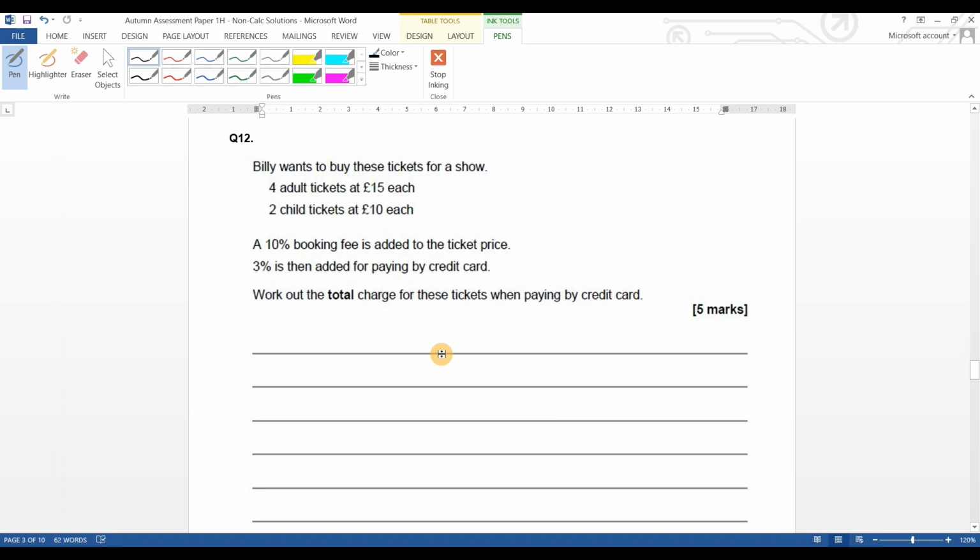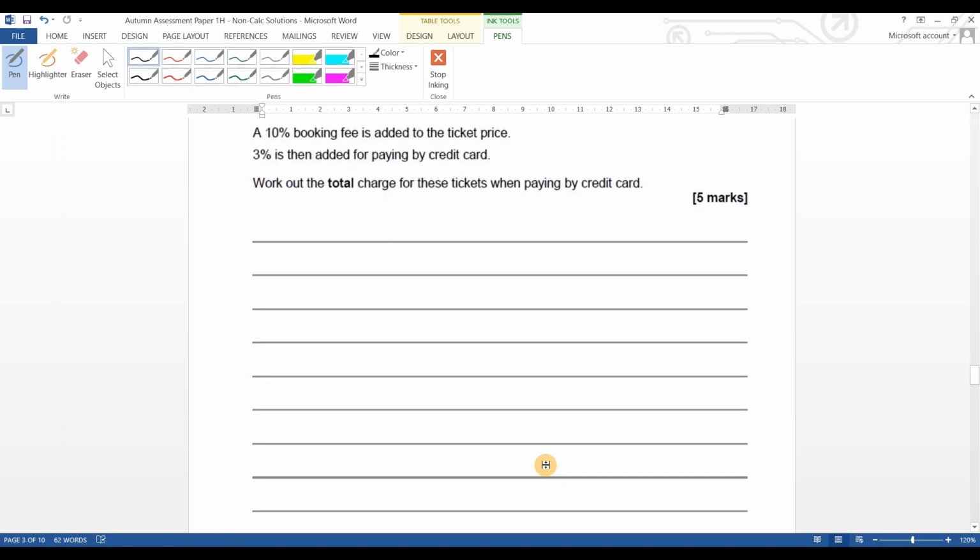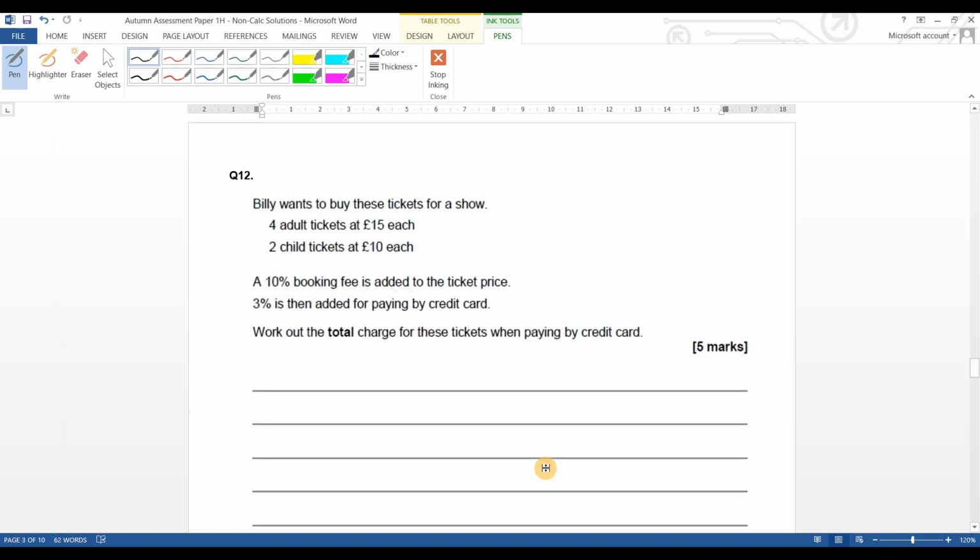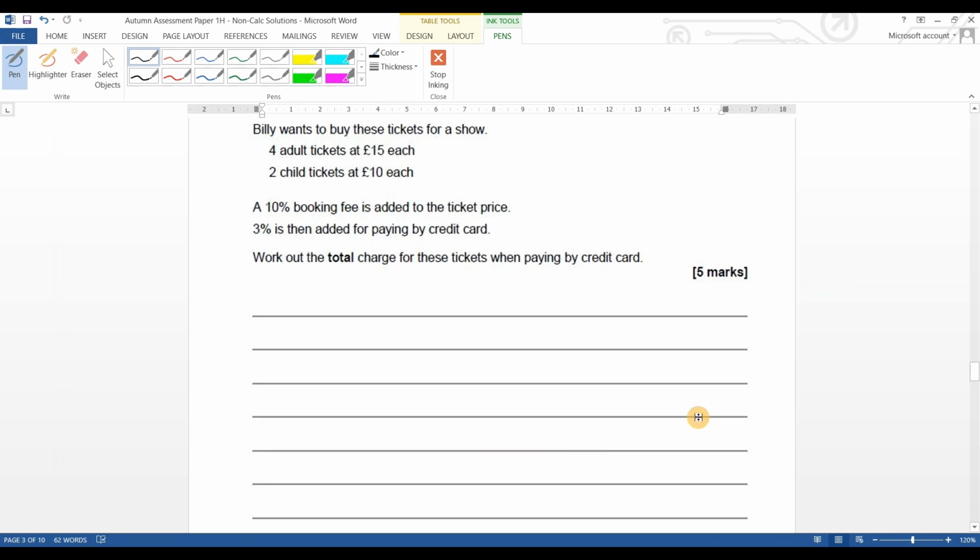Question 12. Billy wants to buy these tickets for a show. 4 adult tickets at £15 each. 2 child tickets at £10 each. 10% booking fees added to the ticket price. Okay, 3% is then added for paying by credit card. Work out the total charge for these tickets when paying by credit card. 5 marks for this. Wow. Yeah, well, because we haven't got a calculator, that's why, isn't it? It's a lot of working out.